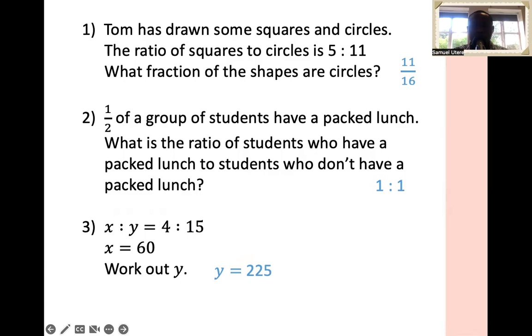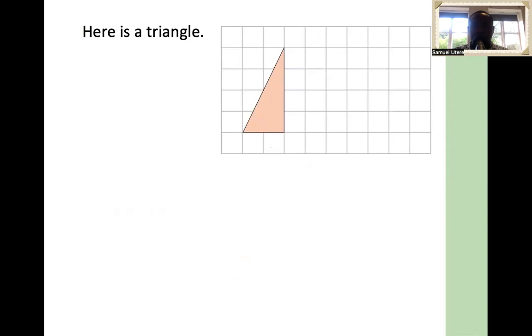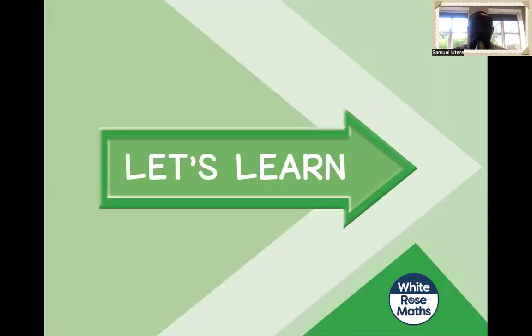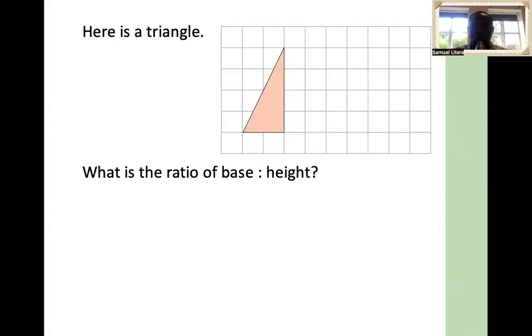Let's do some new learning for this lesson. Here is a triangle. What is the ratio of the base of this triangle to the height? We can see, counting the squares, that the ratio of the base to the height is 2:4. We have 2 squares and then 4 squares going up.